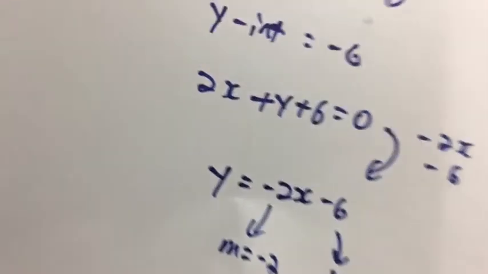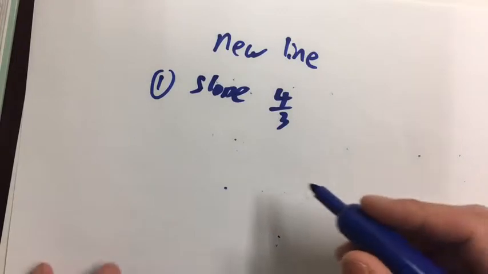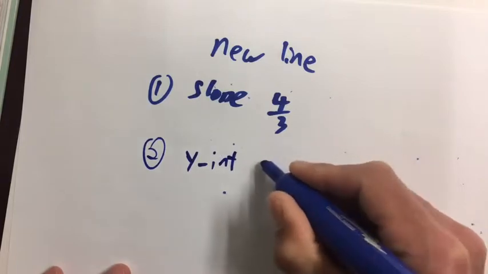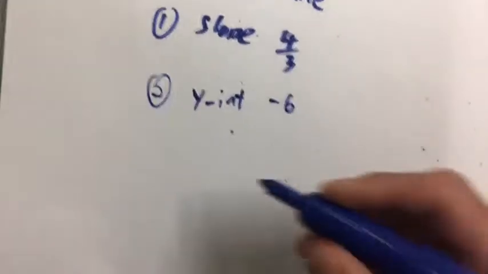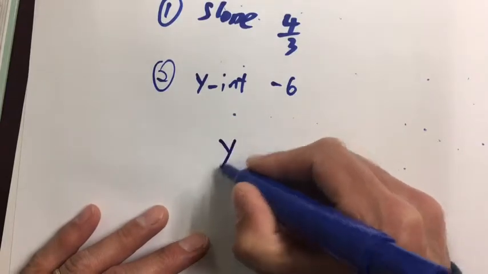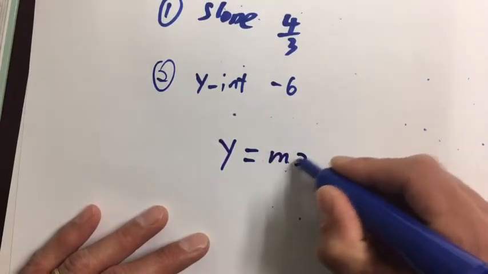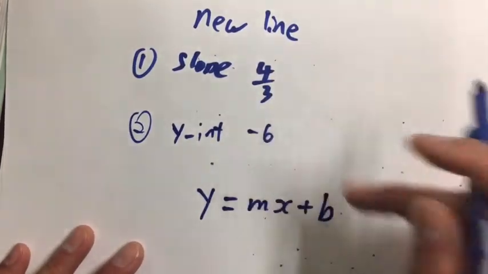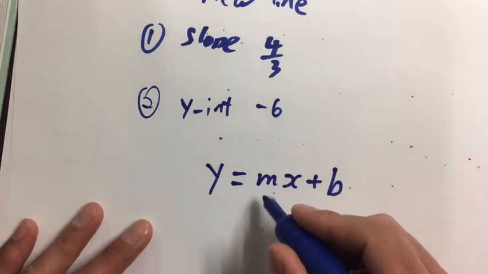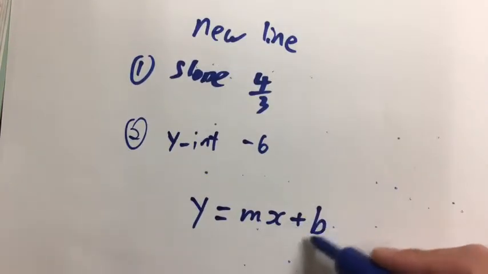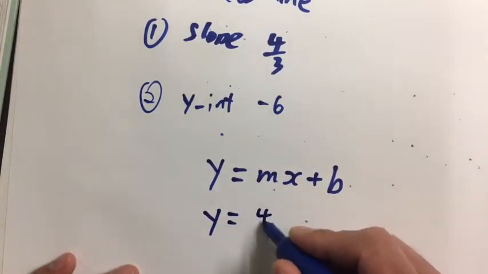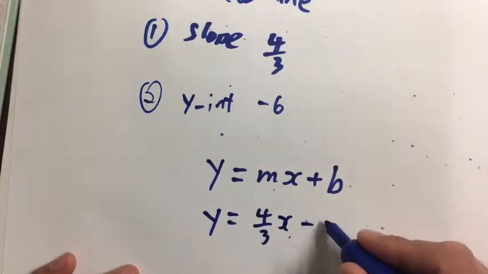Okay, so let's stay organized here. Our new line has a slope of 4/3, and our new line has a y-intercept of -6. Okay, so my new line, I can write it in y equals mx plus b form and take the two things I know to be true. I know my slope must be 4/3, so the m value is 4/3, and my y-intercept, my b value, is -6. So the equation I'm looking for is y equals 4/3x minus 6.